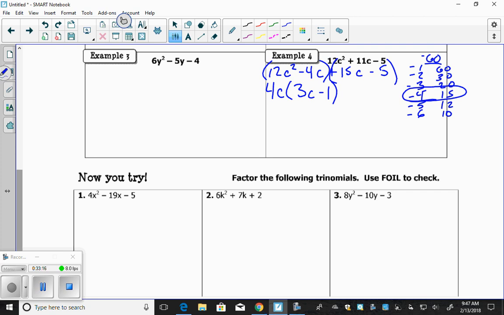What about the next one? What can come out? Positive or negative 5? Positive 5, because the 15 is positive. We divided by 5 and got 4C, and then divided by 5 and got 5.